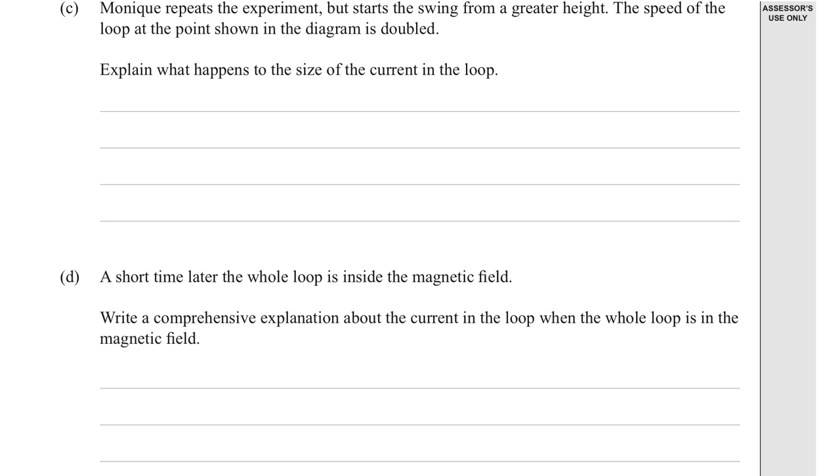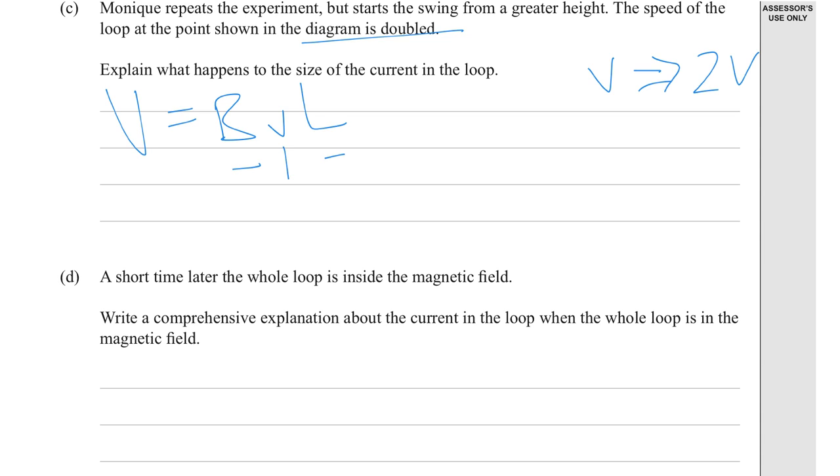Monique repeats the experiment, but starts the swing from a greater height. The speed of the loop at the point is doubled, so v becomes 2v. Explain what happens to the size of the current in the loop. V equals BvL, so the length stays the same, the magnetic field strength stays the same, but the velocity is doubled, so the voltage will double.